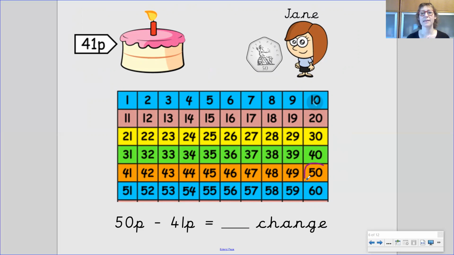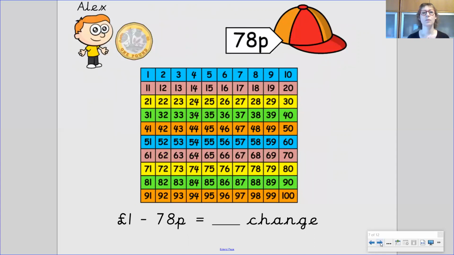So the cake, Jane has 50p and the cake is 41p. We're going to count back. 1, 2, 3, 4, 5, 6, 7, 8, 9. So she gets 9p change. Okay.